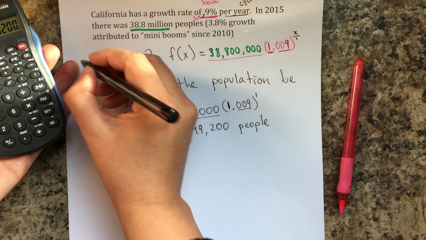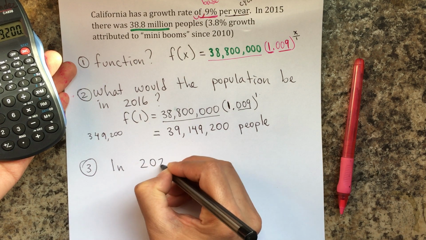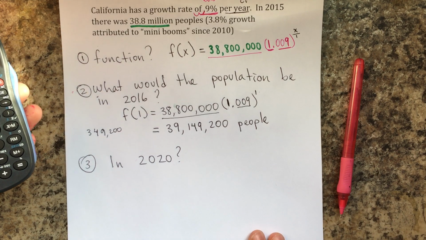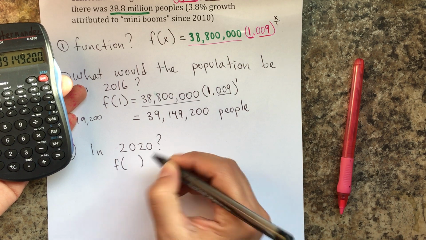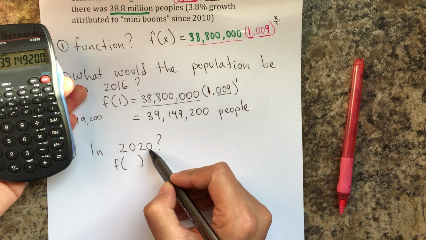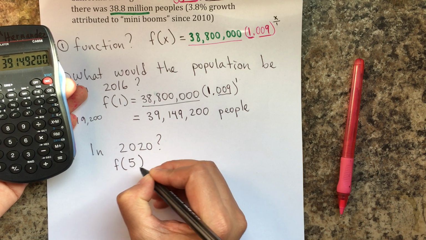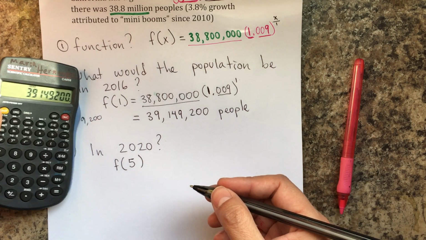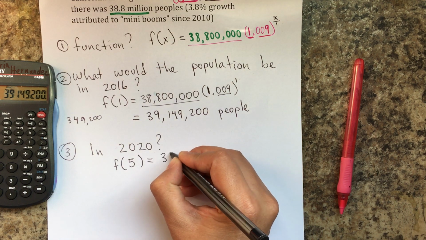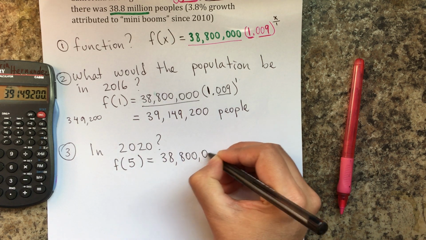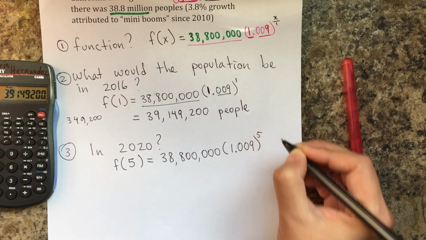Okay, what if we say in 2020? How many people are there going to be in 2020? Again, we're going to put f of, now how many years have gone by 2020? Well, from 2015 to 2020, that's 5 years. So it's going to be f of 5. 5 years later, what's going to be the population? Okay, so f of 5 equals 38,800,000 times 1.009 to the 5th power.